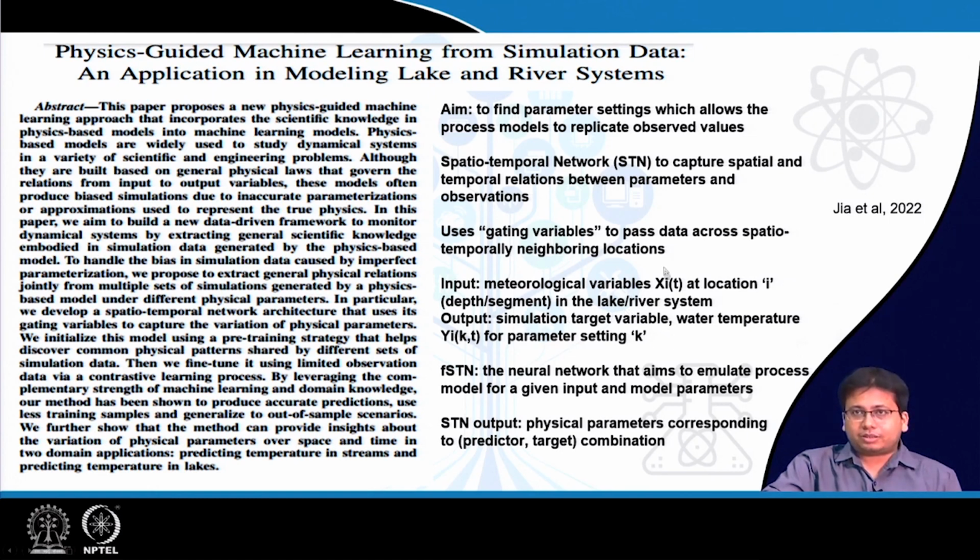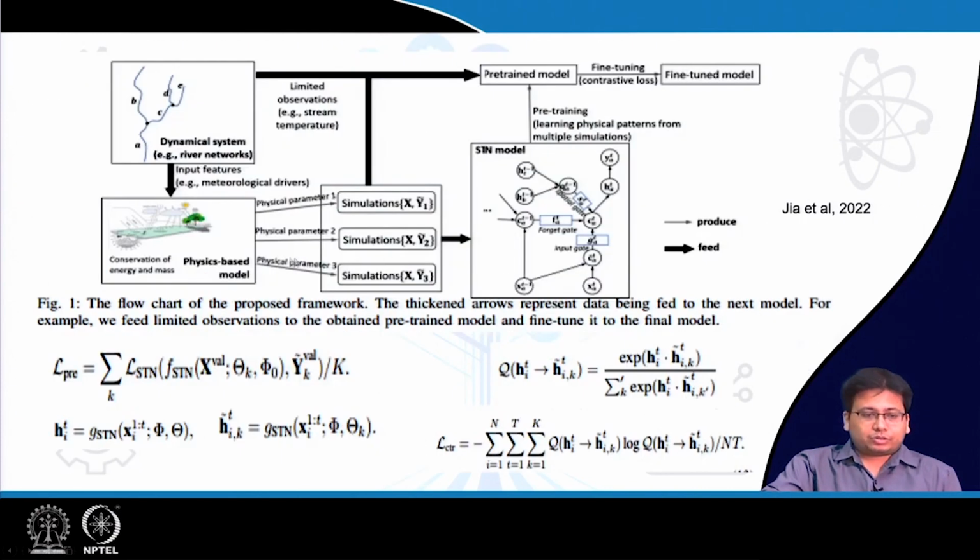In this particular paper, they have considered the water temperature at that depth or at that location as the output variable. And of course, what that output variable from the model will be depends on the parameter setting k. So let us say this is the physics based model. Input to it are the different covariates and so on. Its output is the water temperature at different depths, but those outputs are going to be different for different values of the physical parameters.